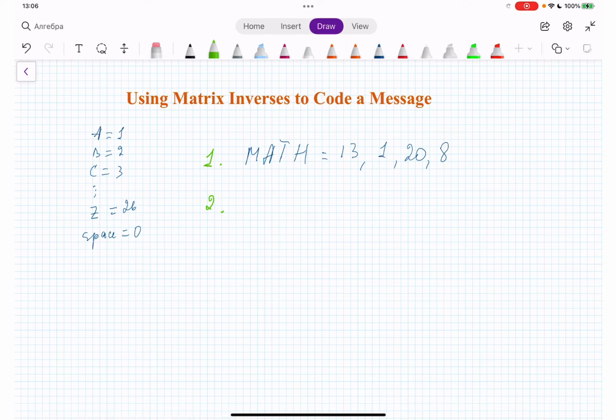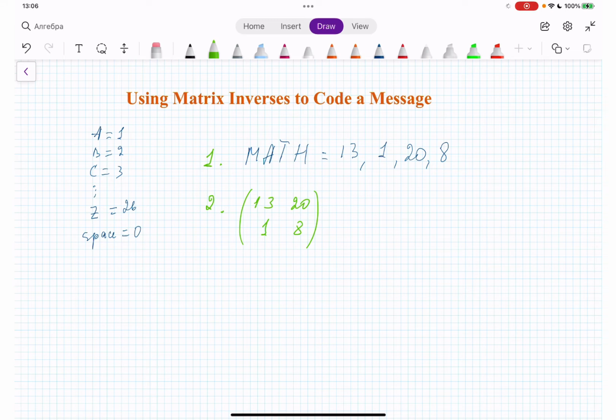Why do we need to use a square matrix? Because only square matrices have an inverse, right? So we are writing down 13 and 1, 20, and 8. So we placed them into the matrix.